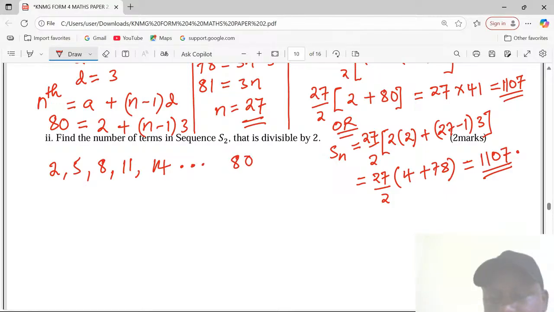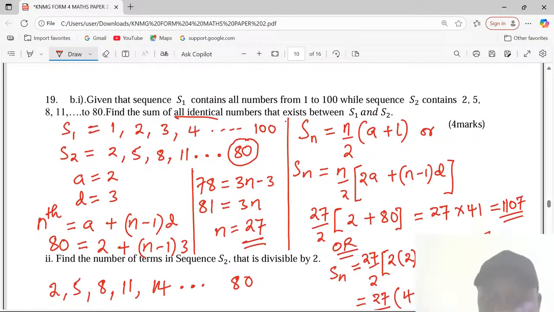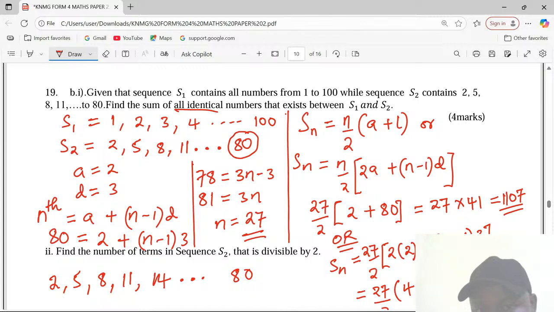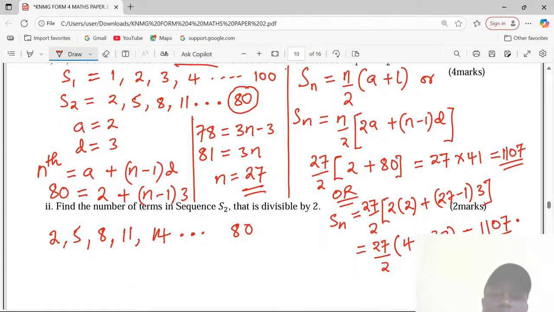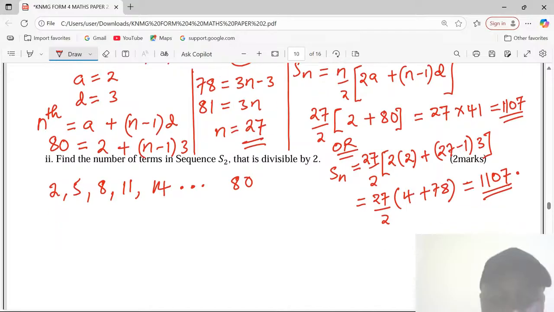And we have mentioned that these terms are 27. So if all of them between 2 and 80 are 27, then we have an even number alternating with an odd number. Because they are 27 and we are starting with an even number, then ending with an odd number, if we divide 27 by 2, then 14 of them are even and the other 13 are odd.